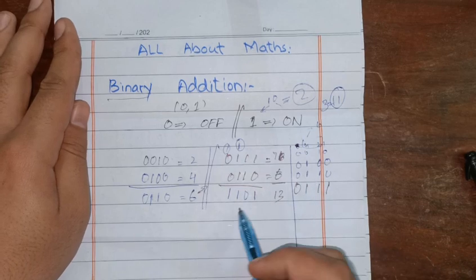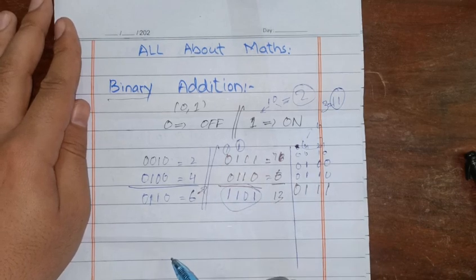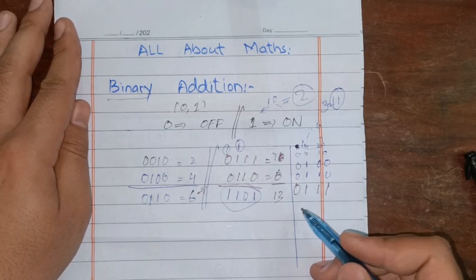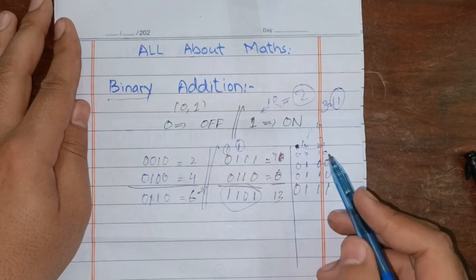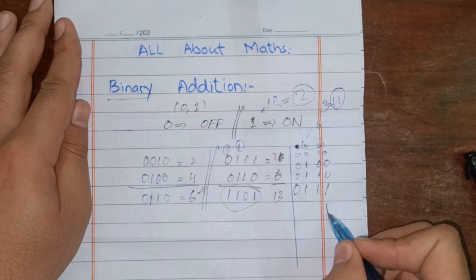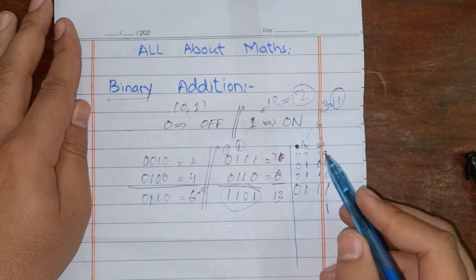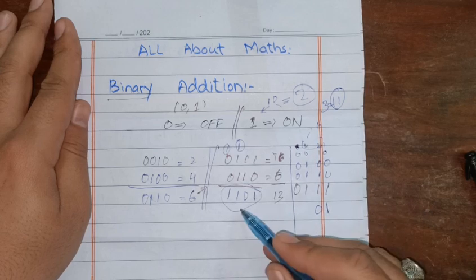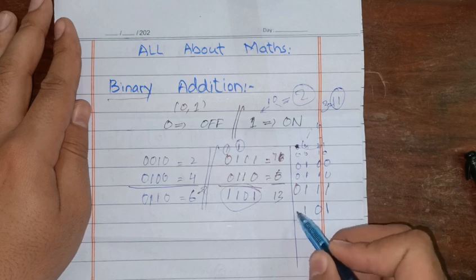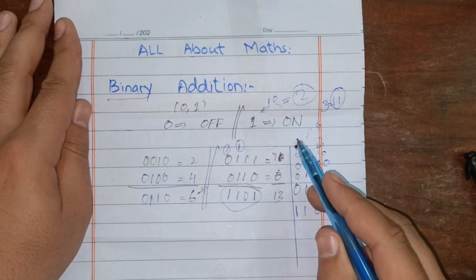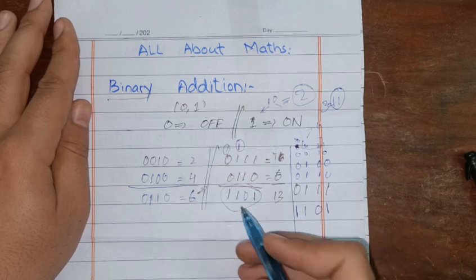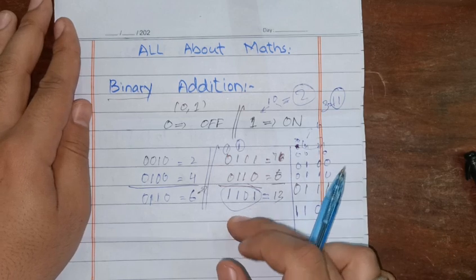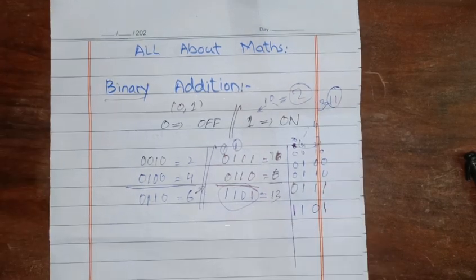So now convert this binary into decimal. So we have it like this, as you can see, this is 1, 1 is on, this is 2, this is off over here, this is 4, this is on, and this is on. When we add 8, 4 and 1, we will get 13. So it means this addition that we have performed is good.